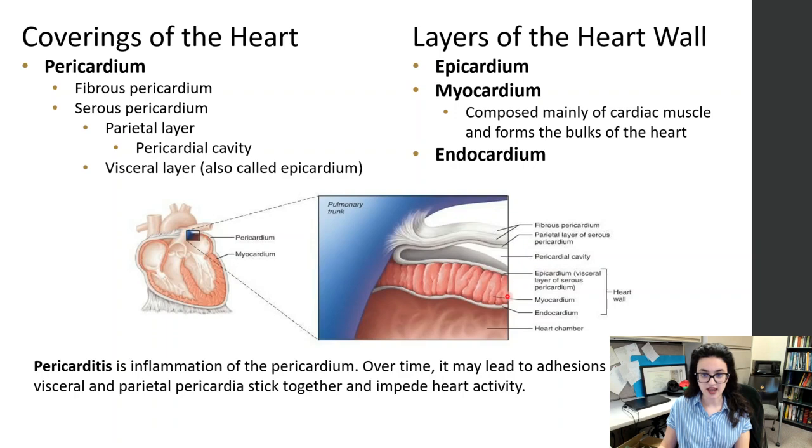Let's talk about the layers of the actual heart. So on the very outside of the actual heart tissue, we're not talking about what's covering the heart, actual heart tissue, we have the epicardium, which includes the visceral layer of the pericardium. When we think about the visceral layer of the pericardium, I want you to think of it as being completely ingrained into the tissue, so much so that it is considered part of that tissue.